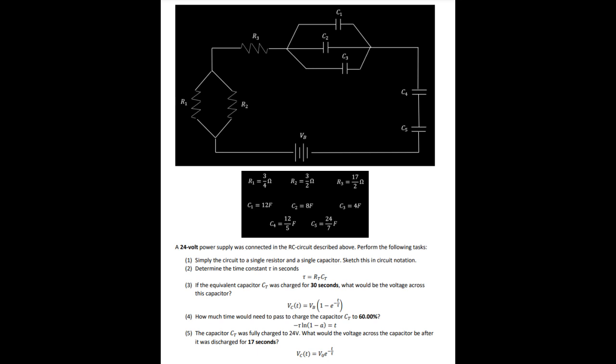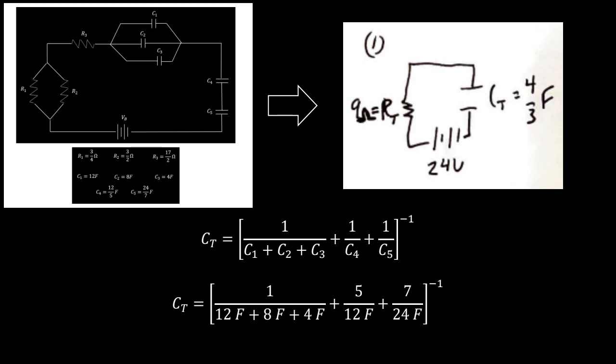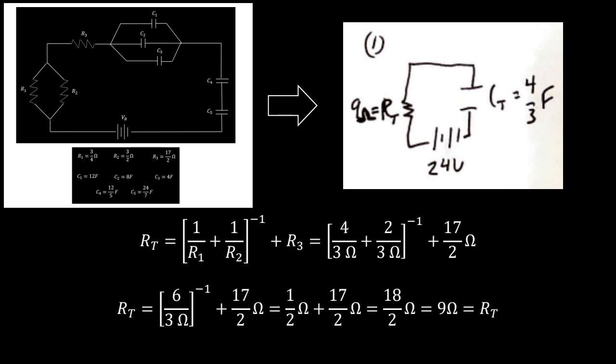Our problems are going to be, if we have a 24-volt power supply, that's the battery, and this was connected to the RC circuit shown above, what would be the following answers? For question 1, we're just going to simplify the circuit to a single resistor and single capacitor and then sketch it. Well, how we're going to do that? Pretty straightforward. We can do this honestly in one step. Let's see. Here we go.